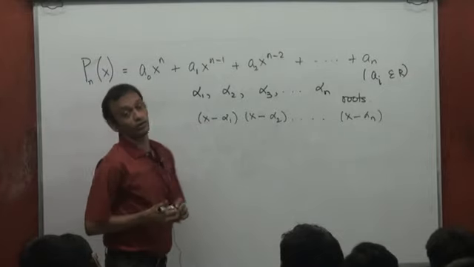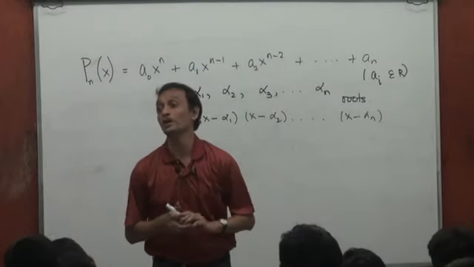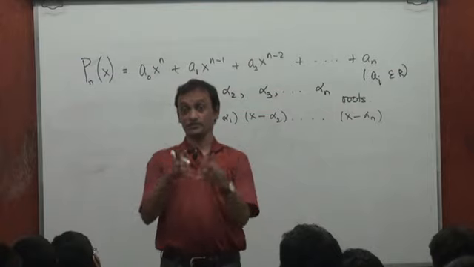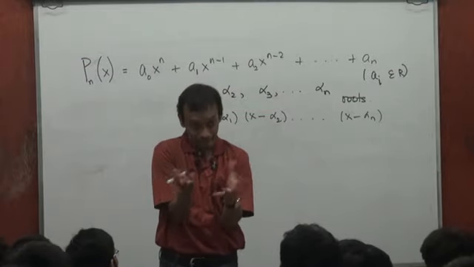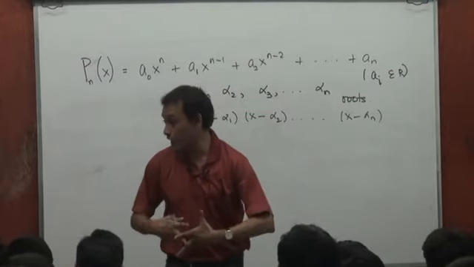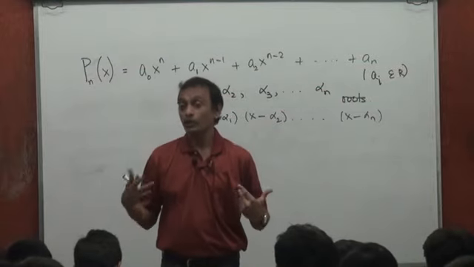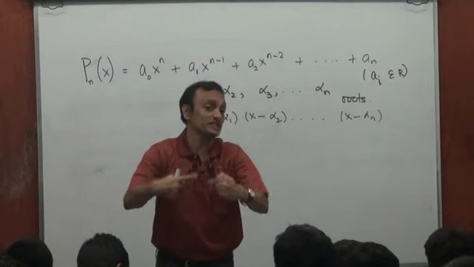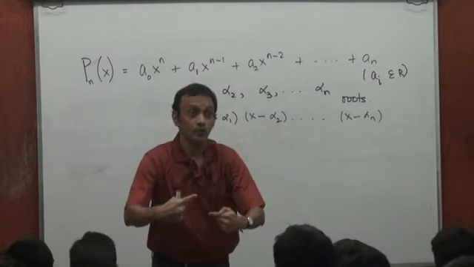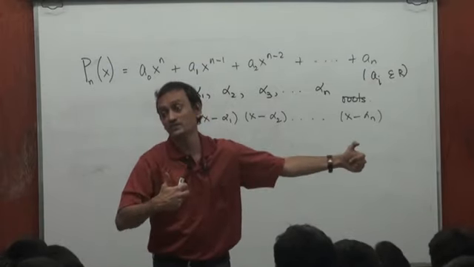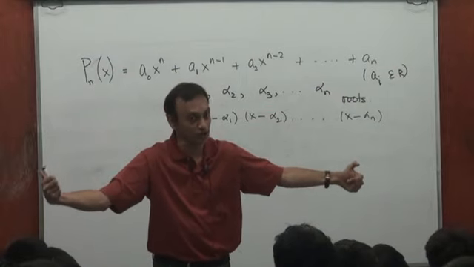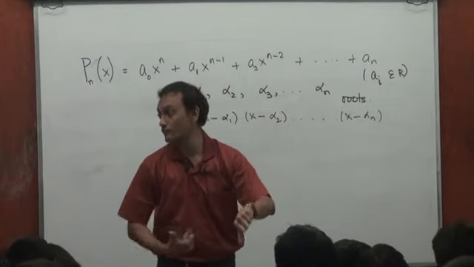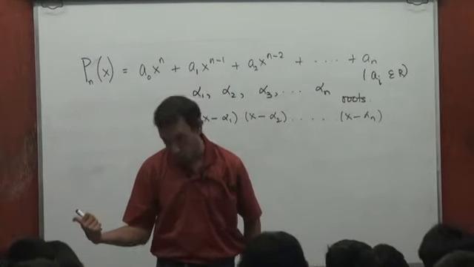Now, in order that this could be equal to this, you would have to make sure that coefficients of equal powers are equal on both sides. When I say two polynomials are identical, then coefficients of equal powers on both sides must be the same. Coefficient of x to the power 10 on one side must be equal to coefficient of x to the power 10 on the other side. Coefficient of x to the power 4 on one side must be equal to coefficient of x to the power 4 on the other side.